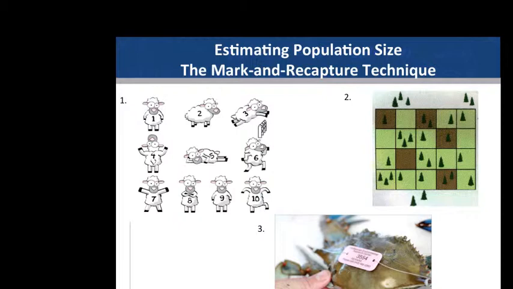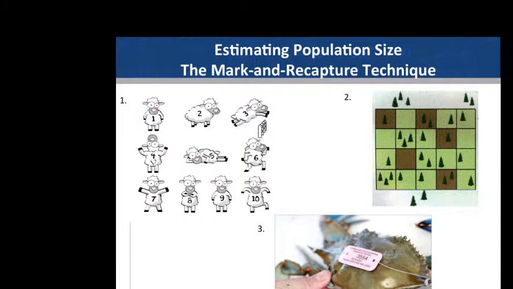The first one being that you would count it. How many do you have? If it's a small enough population, you can just simply count it. The second way is to divide the area into quadrants and count the number of individuals in several quadrants and then estimate the entire area. With quadrant sampling, you use the random sampling method to determine what quadrants you're going to count in, and then you multiply that by the number of total quadrants to try to determine how many you have. And then the third way, down here in the bottom where you're looking at the crab, is mark and recapture.